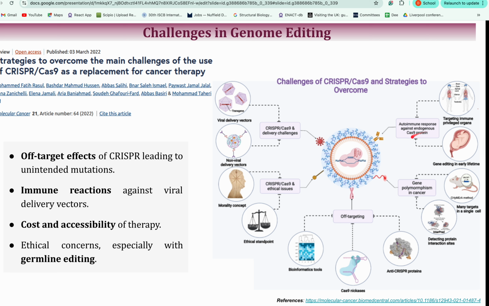Then there is the autoimmune response against the endogenous Cas9 protein. In this case, our body also generates some response against this protein. And then there is gene editing in early lifetime and targeting immune privileged organs.